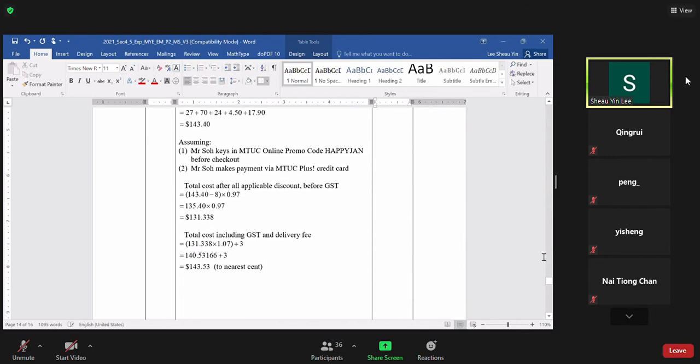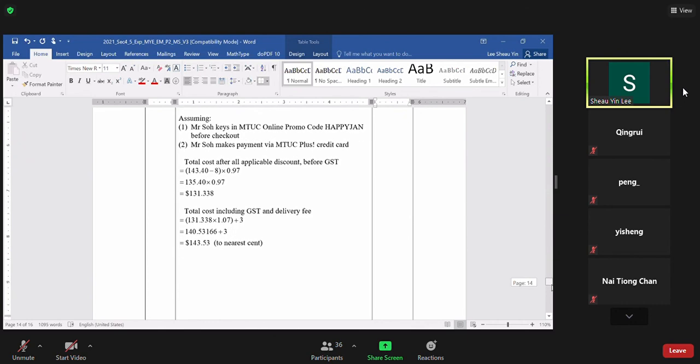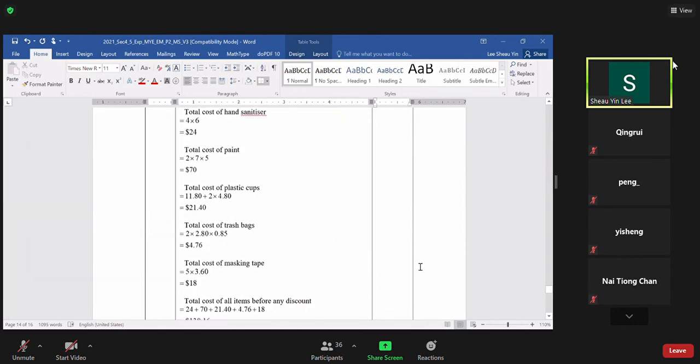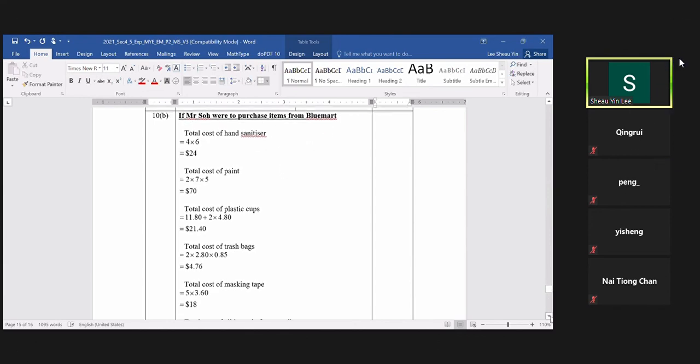Okay, take picture already. I go down to number 10B, 10C. 10C, again, a lot of working. Oh, 10B. So purchased from Blue Mart. Okay, take picture. I think better, all of you. So hand sanitizer, and so on, go down until masking tape. Finish already. I know you are late for your AMAX. I will go and tell Madam Halisa. Take picture already.